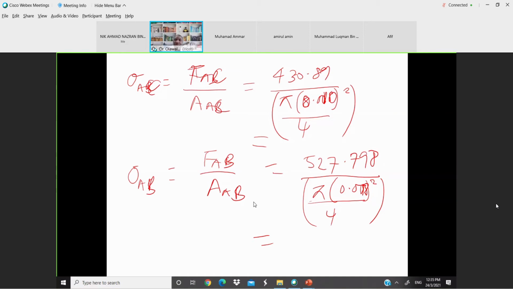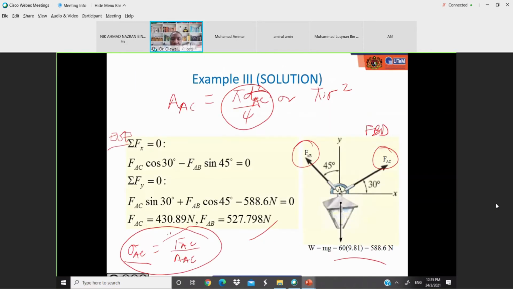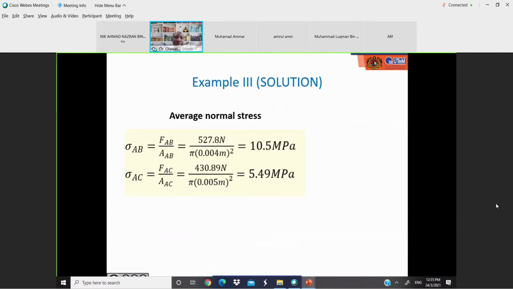Okay, so that is it. Let's continue from your lecture notes, guys. All right, so all you need to know now is to determine your stress. And for you to determine your average normal stress, sigma AB equals FAB over area AB. So you substitute. Here I'm using pi r squared, which is pi d squared over 4.